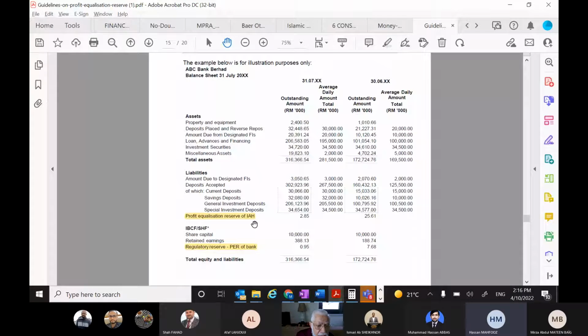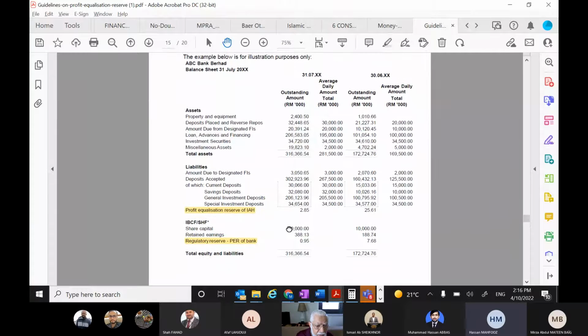and also it is appearing under the share capital for the portion of the PER from the shareholders. So it's appearing both under the equity as well as the liabilities. Now, under liability, does it say that this is the share of depositors of the PER?